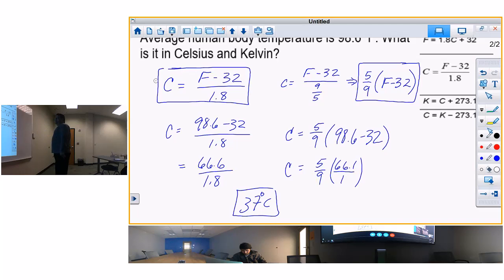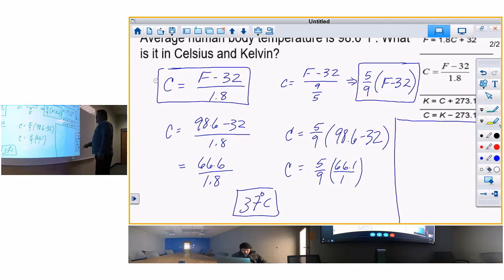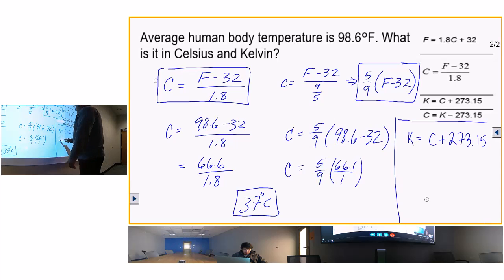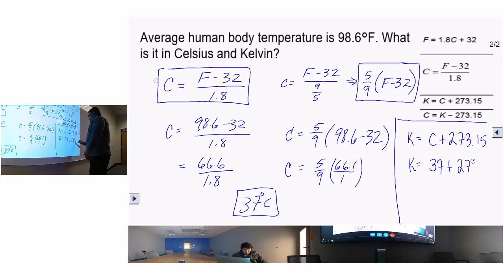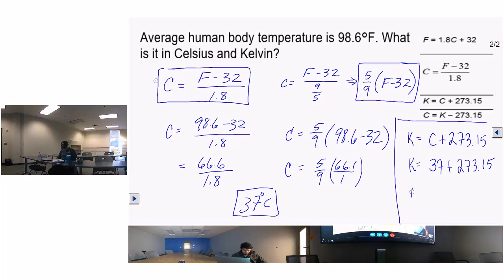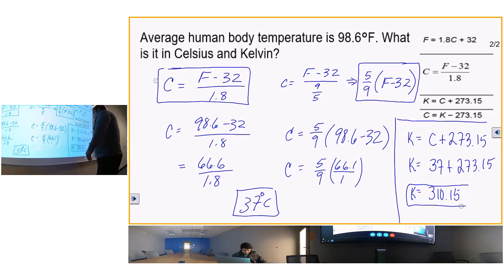Now, take that 37 degrees, part 2, and which one are we going to change? We're going from Celsius to what? Kelvin. So we need to do Kelvin is equal to C plus 273.15, and K is equal to 37 plus 273.15, which will give us 310.15. And you feel good about yourself.